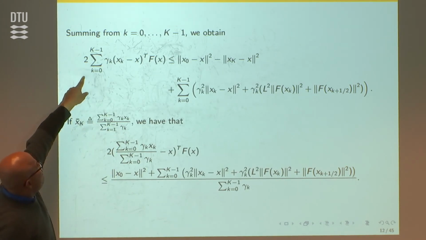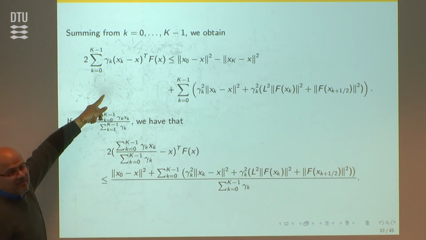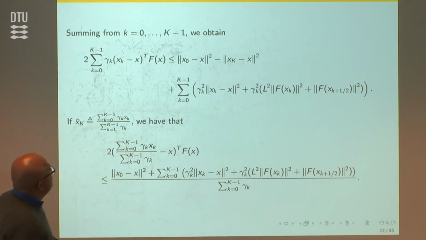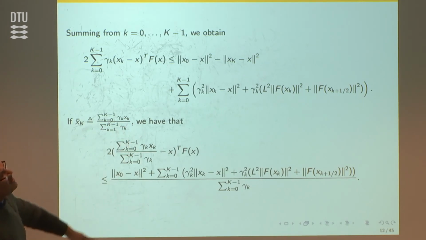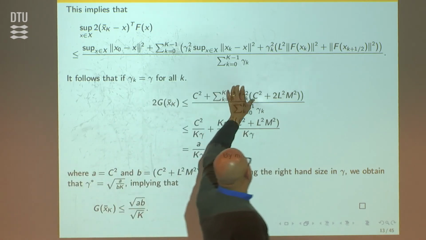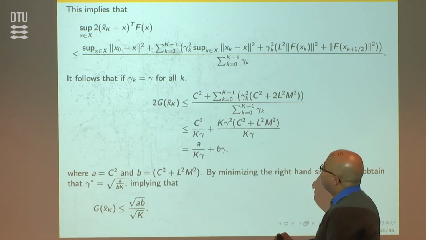So look, I've got that, right? Now I divide the whole thing by the summation of gamma k. If I divide by the summation of gamma k on both sides, I get this. And because the norm of xk minus x is non-negative, I can bound it away. Okay. Now that I've got this expression, if I take the supremum in x, I've basically got the gap function in terms of x bar k. So that gap function is less than something divided by the summation of gamma k.